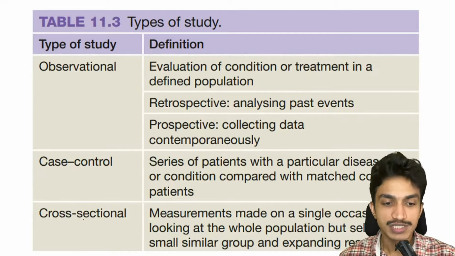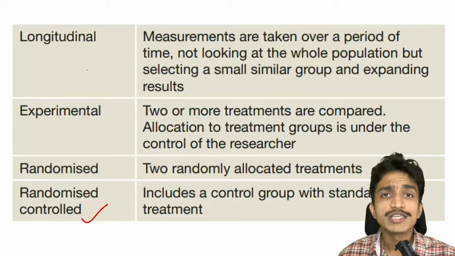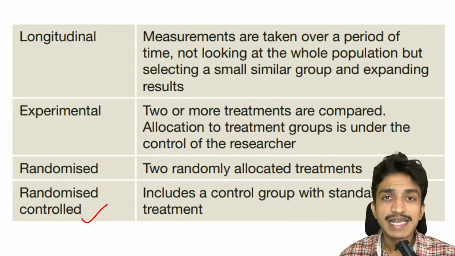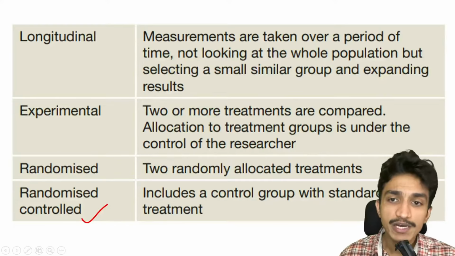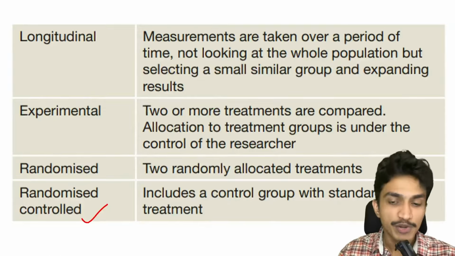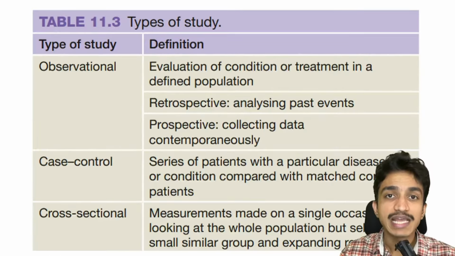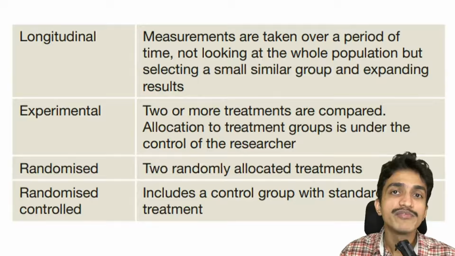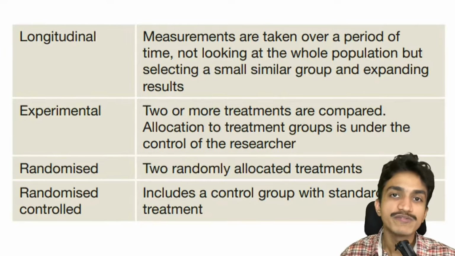So that is cross-sectional. What is longitudinal? We take the measurement over a period of time in a population. In cross-sectional, we take it at a time. In longitudinal, we take it over a period of time, but in both of them, we do it on a group of patients, then we expand the results.